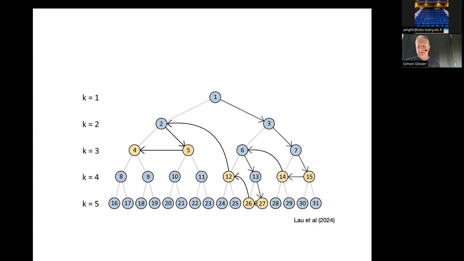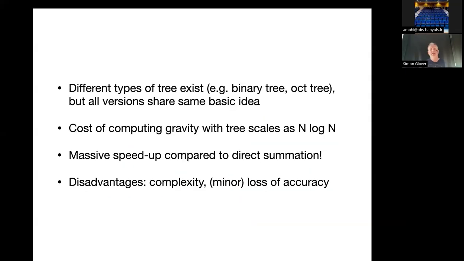So I'll skip over that. Now, different types of tree exist depending on how you construct it, for instance, binary trees, oct trees, but the basic idea of all of these is the same. And the computational cost you get with all of these is also the same. These give you a cost which scales as n log n rather than n squared. So obviously for large n, the difference between n and log n is enormous. And so this is why we do this.